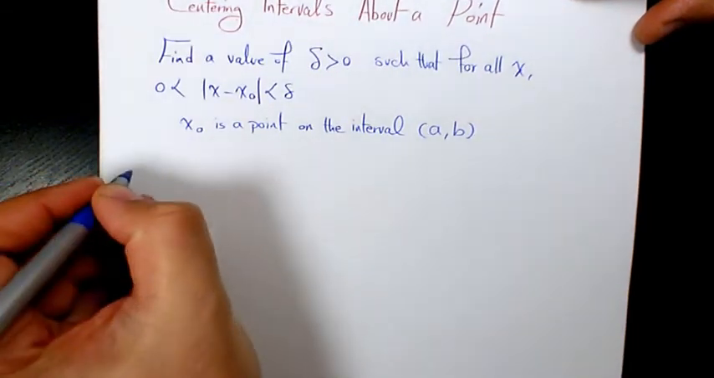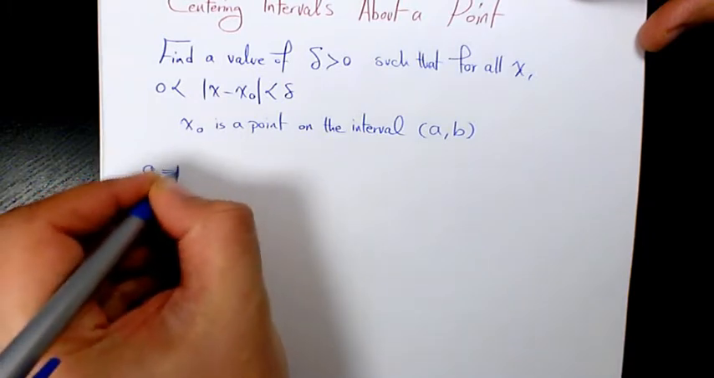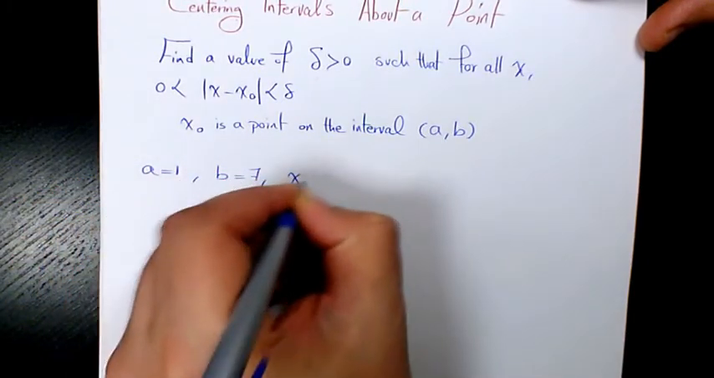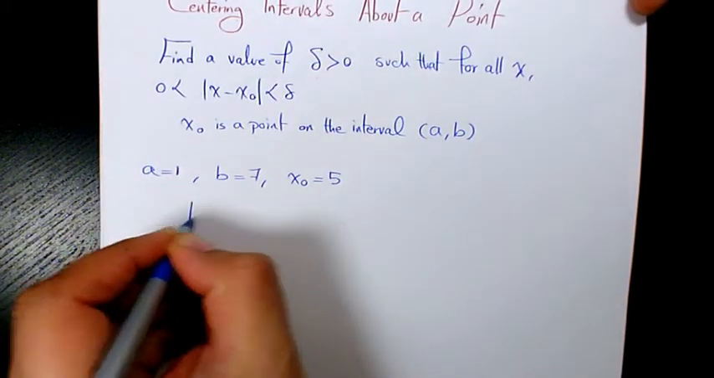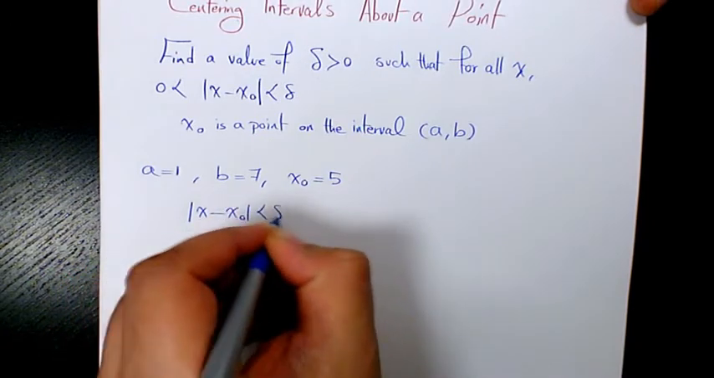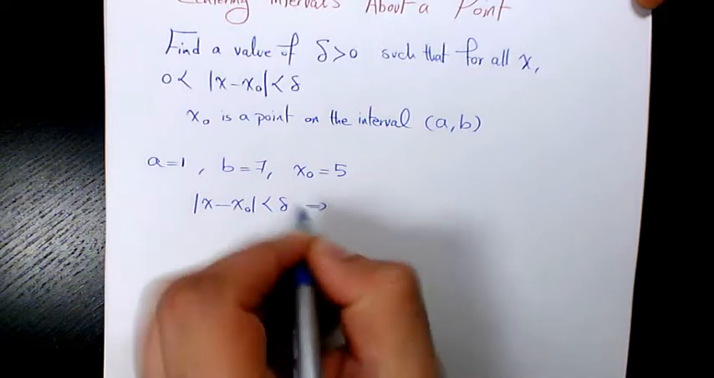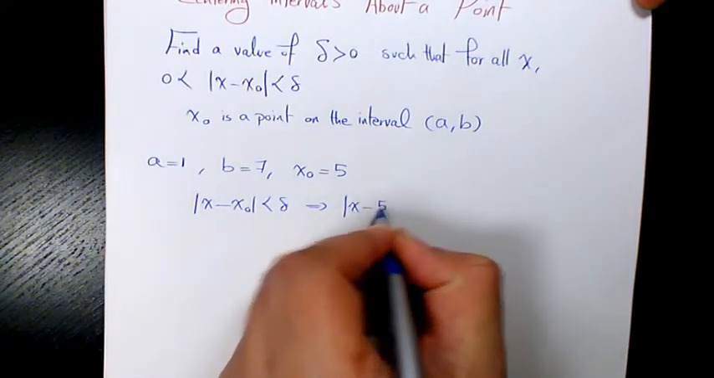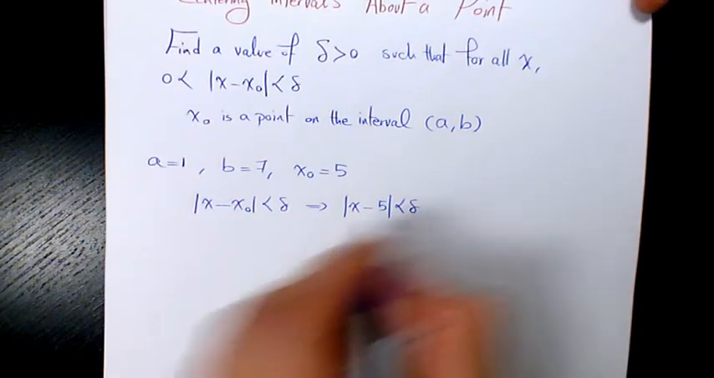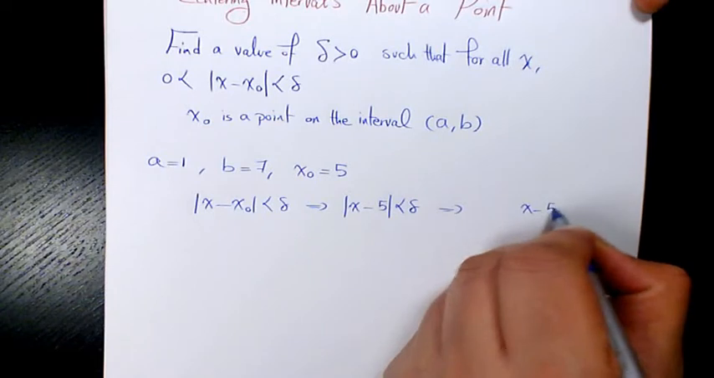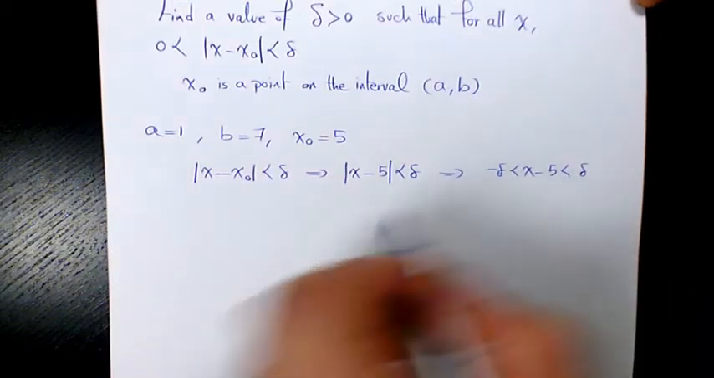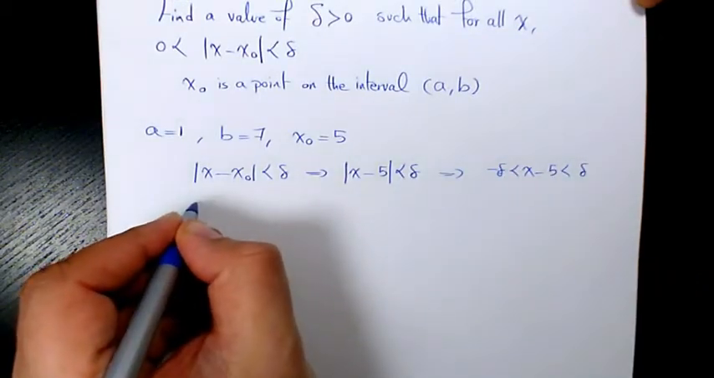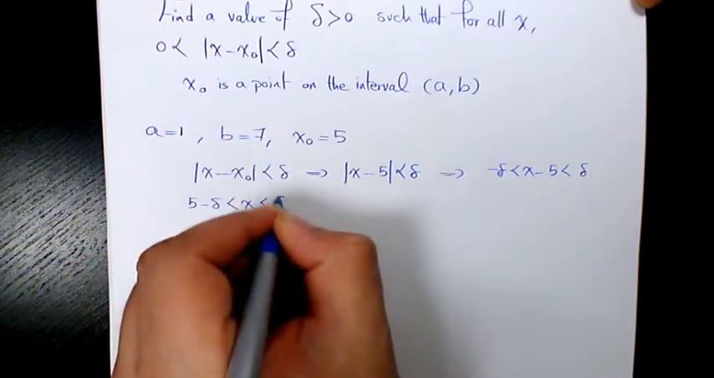For example, the first one says A is 1, B is 7, x naught is 5. So in this case, I need to find out the value of delta. I'm going to say the absolute value of x minus x naught has to be less than delta, which in this case x naught is 5, so x minus 5 is less than delta, which means that x minus 5 is between negative delta and delta. And in order to find out x, we need to add 5 to each side, so it's going to be 5 minus delta, x, 5 plus delta.